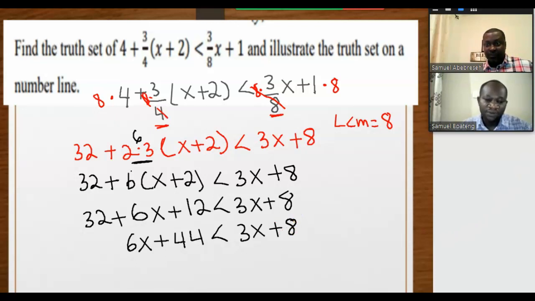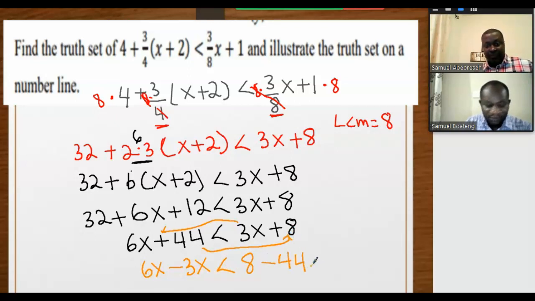So now we want to move the 44 to the right-hand side and then bring the term in x. So next step, we have 6x. Yes. 3x is positive here. When it crosses the inequality sign, it becomes minus, less than 8, the right-hand side of the inequality. Yes. So on the left-hand side, we have 6x minus 3x, giving you 3x. And then 8 minus 44, giving you minus 36.